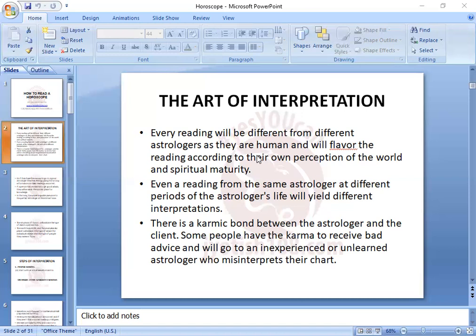Okay, every time you're visiting an astrologer as a client, or every time someone is reading your chart as an astrologer, there would be a karmic bond that has caused that event to happen.